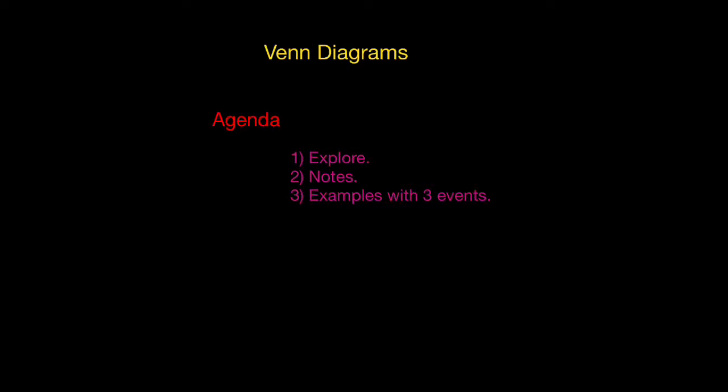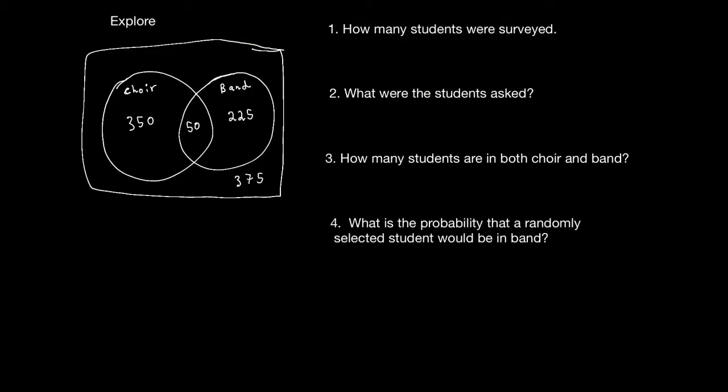So let's begin by checking out the explore problem at the beginning of this assignment. Here we have this Venn diagram with information regarding choir and band. Let's begin with question number 1, which says how many students were surveyed. In order to figure this out, we're going to add together all of the numbers that we see.